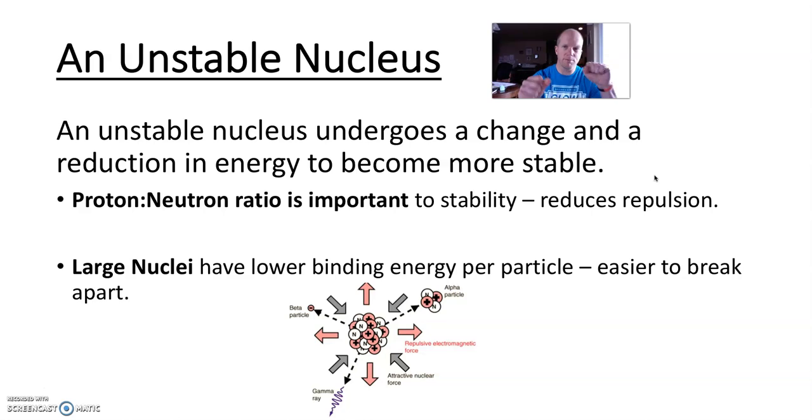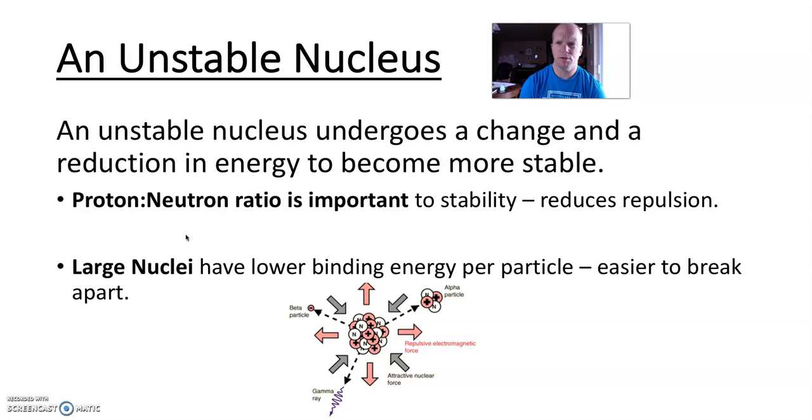They kind of act like a buffer between those protons that are in a nucleus and allow that electrostatic repulsion to be reduced so that the nucleus doesn't just fly apart and the strong force can hold it together. Okay? Now, one thing to know is this: the larger a nucleus is, the lower the binding energy per particle. So large nuclei are much easier to break apart than small ones.